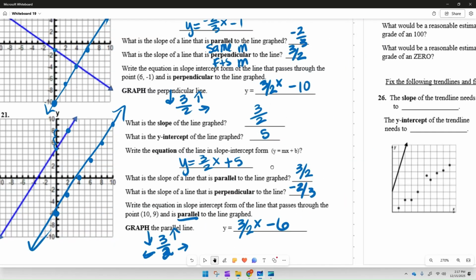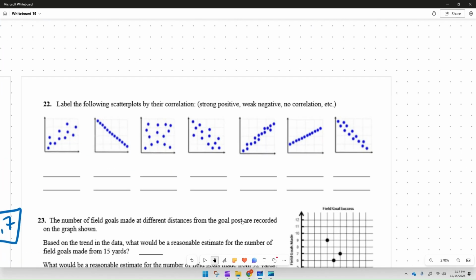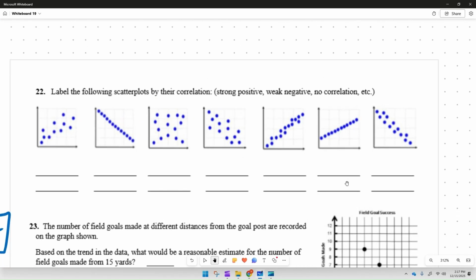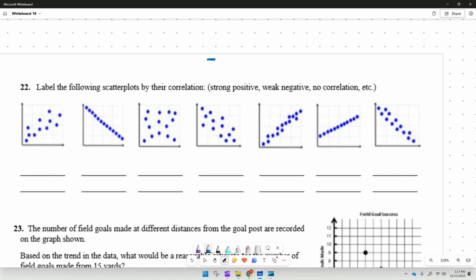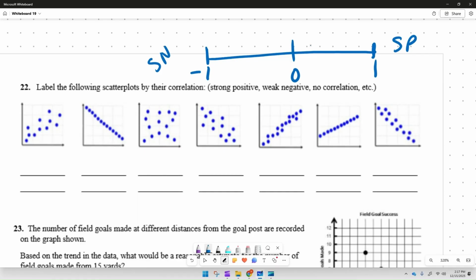All right, we're going to go to 22. So 22, we're starting to look at correlation coefficient. To remind ourselves, we have r from -1 to 1, with 0 being in the middle. The closer we get to -1 is a strong negative correlation. Closer to 1 is a strong positive correlation. And then the closer that we get to 0, we have no correlation at 0, and then weak once we get past a half, closer to 0.